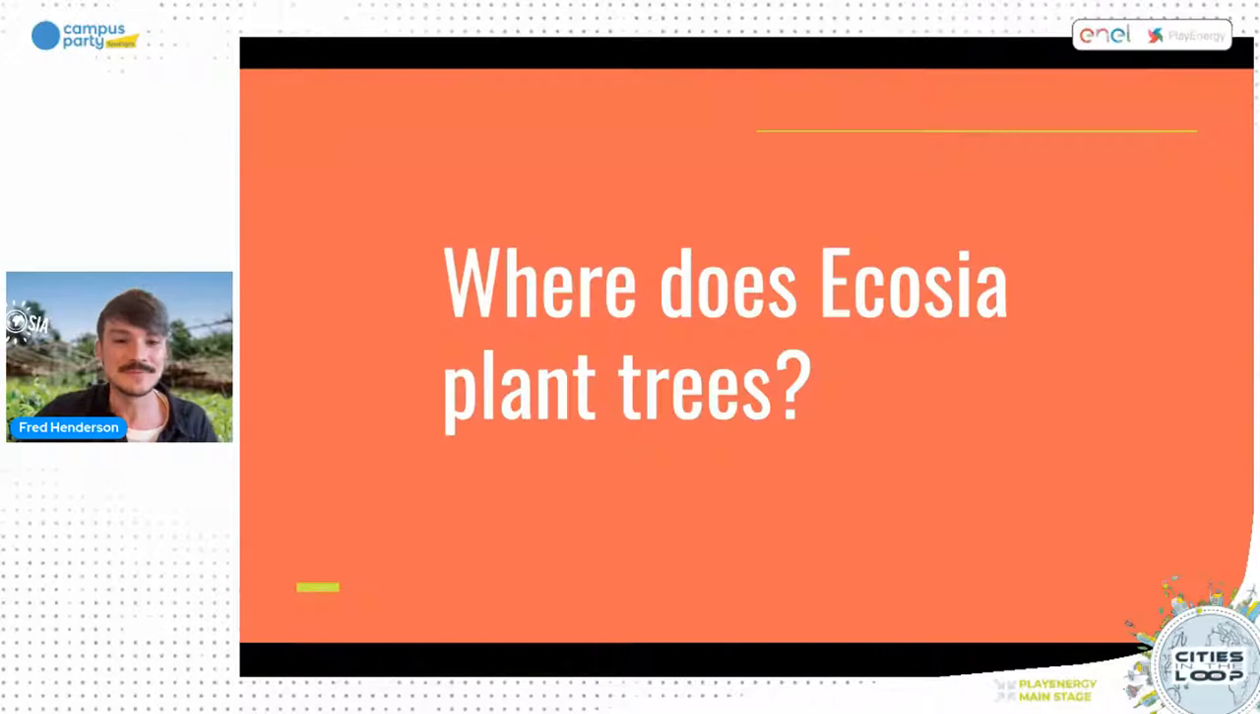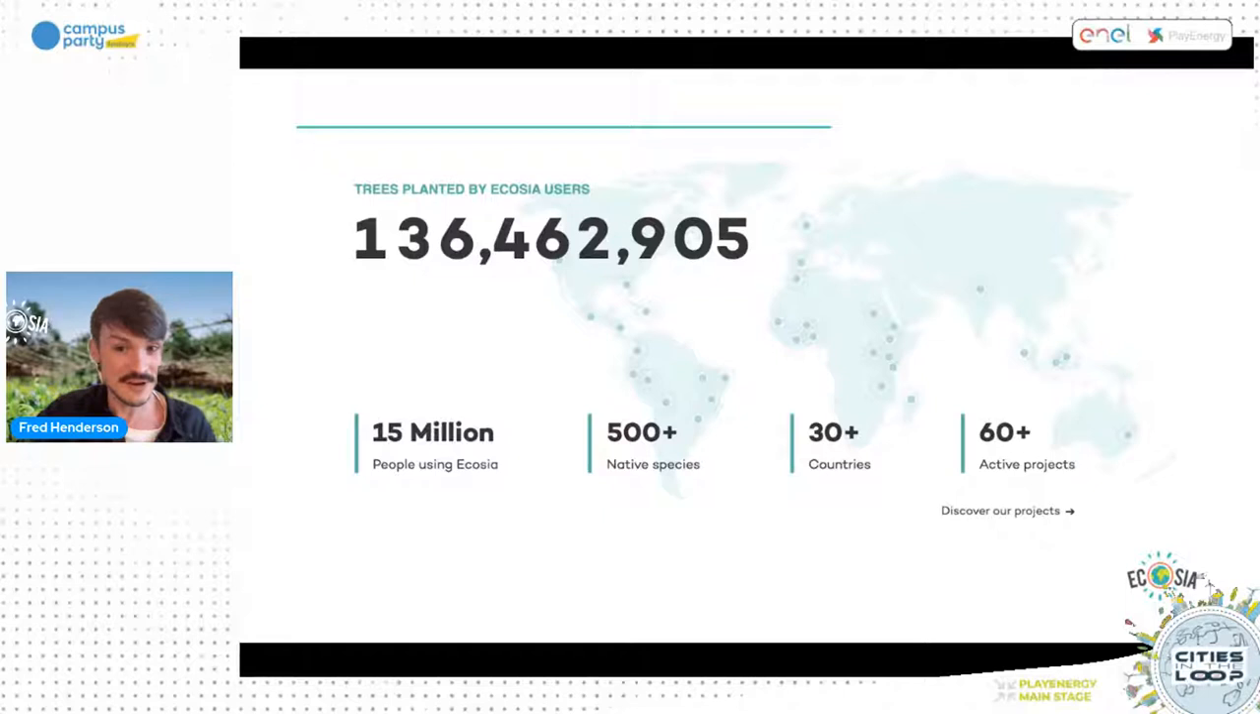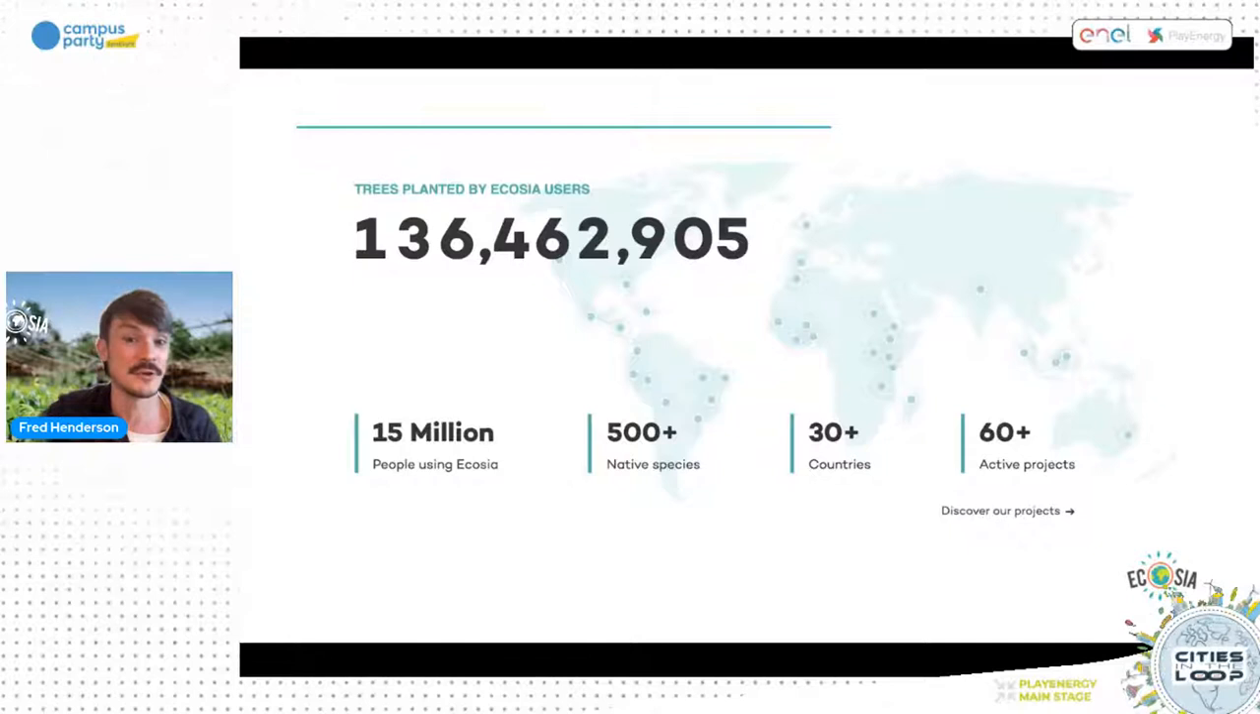And so one of the big questions that I'm always asked is, well, where does Ecosia actually plant trees? Well, Ecosia focuses its tree planting across the planet's biodiversity hotspots. And these are 35 locations across the globe where there's a unique range of plant and animal species that are potentially under threat from deforestation. And so we like to focus our tree planting in these areas as they are where trees have the most environmental and social impact as well.